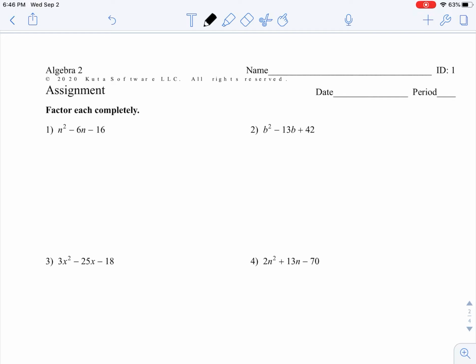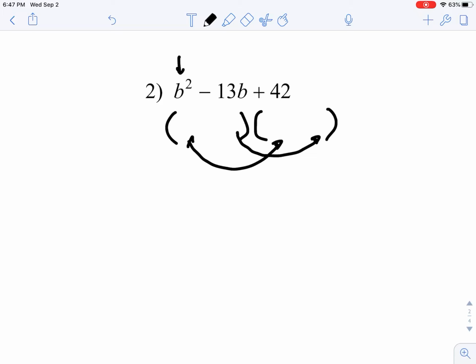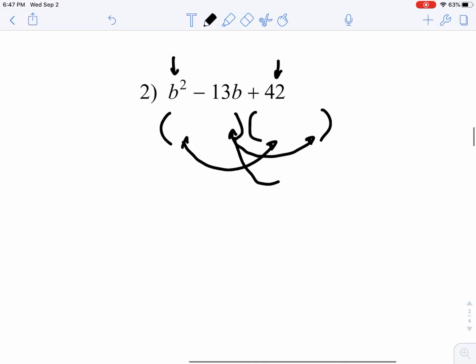Okay, so number 2 is trinomial factoring. Tri means 3. There are 3 terms here. Starts with a square or second power. So that's a cue that this is a trinomial. Generally, what we're going to do here is the FOIL method, which you should remember in reverse. So these 2 numbers have to multiply together to give you b squared, numbers, variables, whatever. These 2 have to multiply together to give you 42. And then when you add these 2 up, it needs to give you negative 13. So that's what we're going for here.